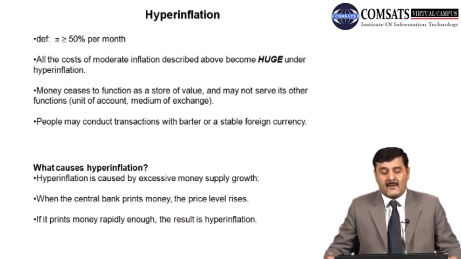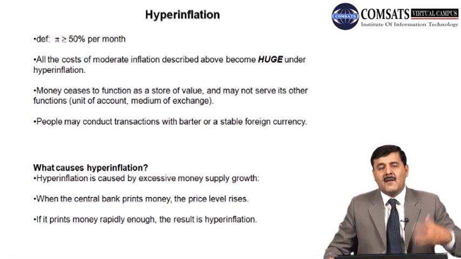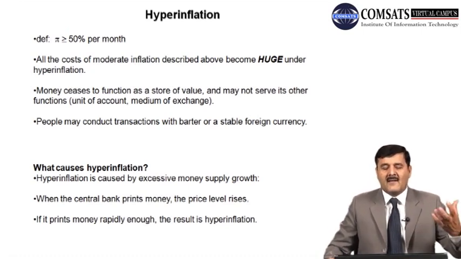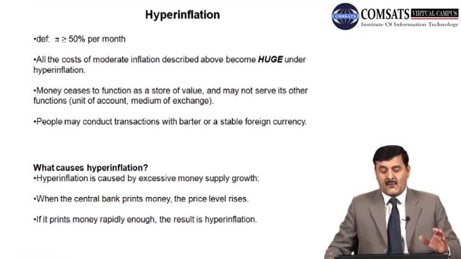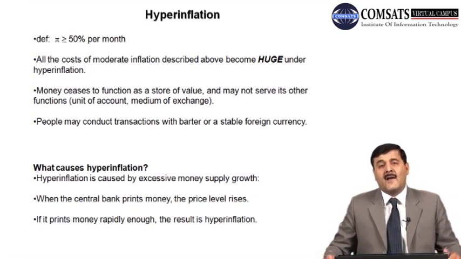So money ceases to function as a store of value. When hyperinflation occurs, money stops doing its job, and all the functions of money, as a medium of exchange and as a store of value, cease. And people may conduct transactions using products, using the barter system. So when inflation becomes so high, 50% or more, money, whether it is paper money or gold money, ceases to operate its functions, that is, store of value and medium of exchange. They don't work anymore.